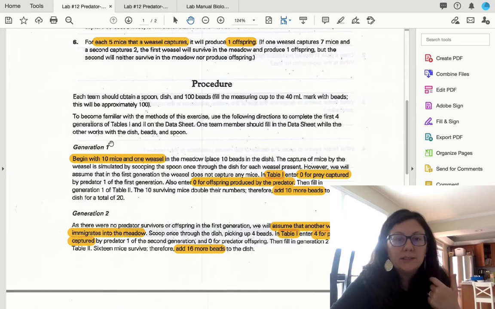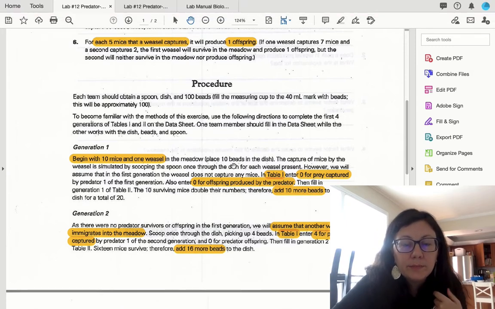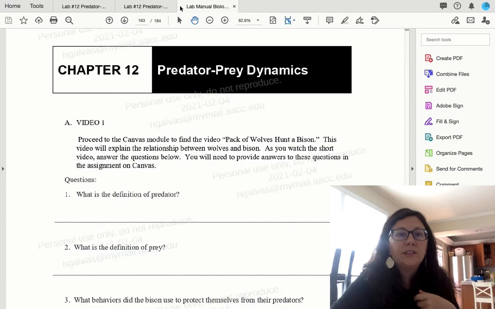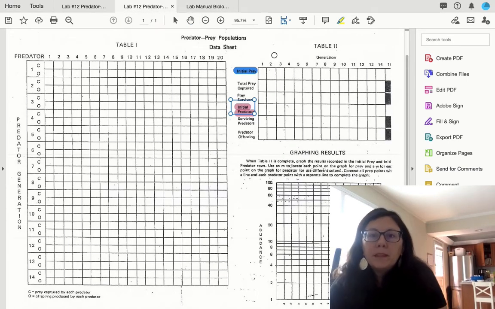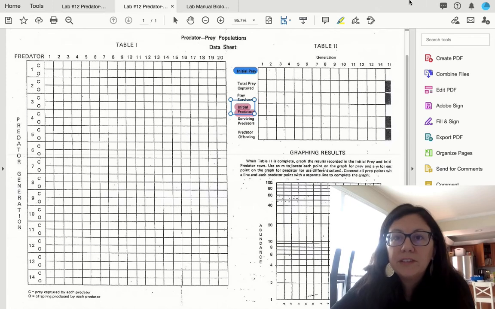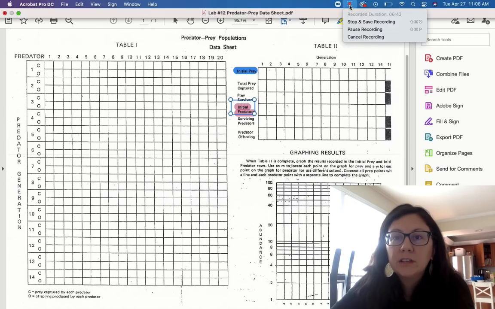So let's see. You enter the data in here. Let me switch, I'm going to see if I can pause it so I can switch.